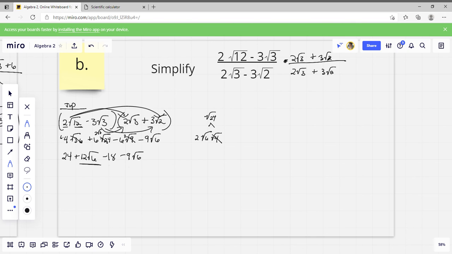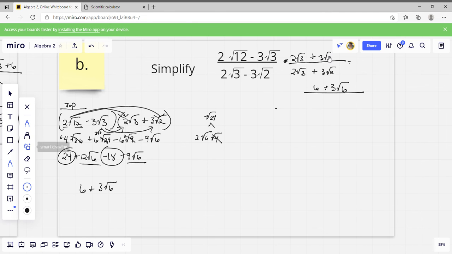Now we've got some like terms right here. 12 minus 9 would be 3. 12 minus 9 is 3 times square root of 6. And then we've got 18. 24 minus 18 would be 6. So our top is going to be, write it over here, 6 plus 3 times the square root of 6.